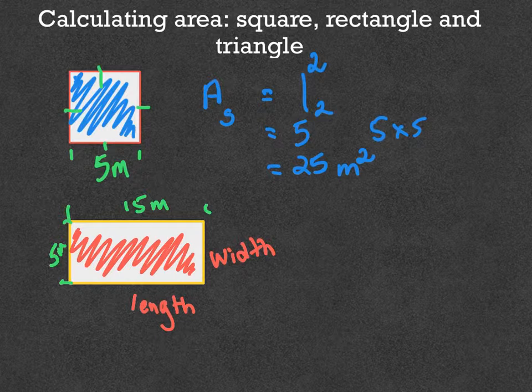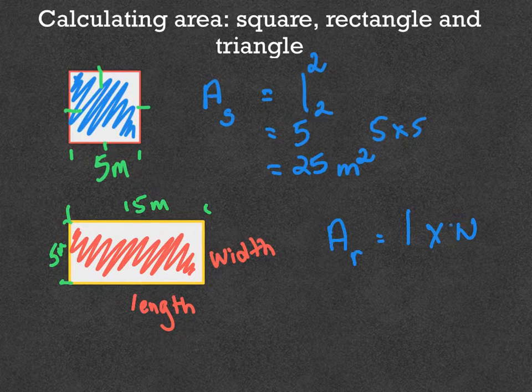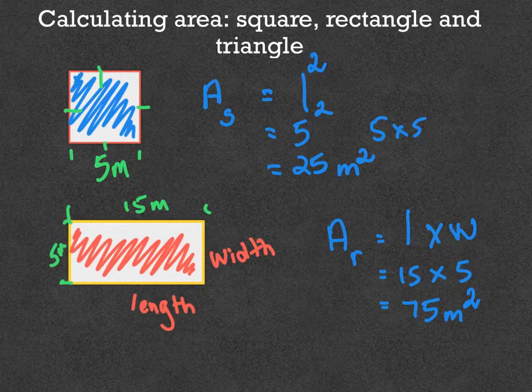So for our equation, we have area. Because it's a rectangle, we go A_R equals length times width. In this case our length is 15 meters and our width is 5 meters. So the answer is 75 meters squared. Okay, now let's move on to the area of a triangle.